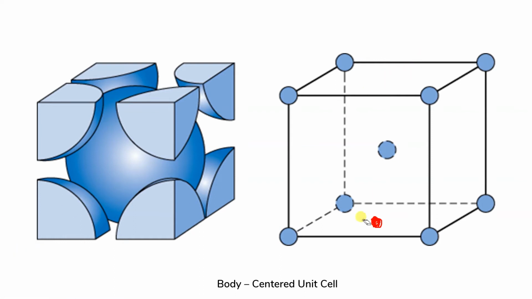Let me erase this. Body center, as I told you, means along with the corner, one particle is in the center. Here it is drawn like this, but that doesn't mean they are not touching. You have to assume that because they are solid particles, all the particles are very close with each other. We have to think that all the particles are touching each other. You can say they are not touching here, but actually they are touching. This is the actual 3D picture: every particle is touching every other particle.